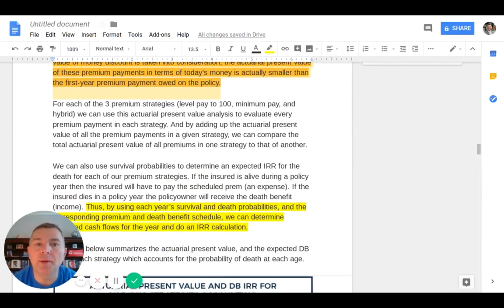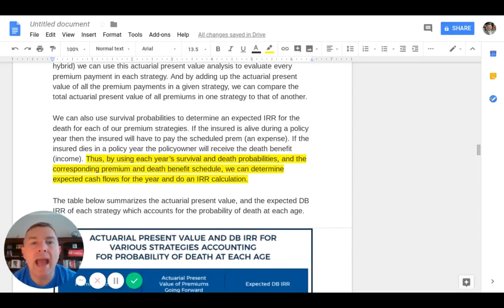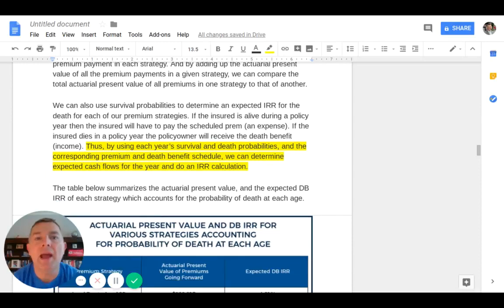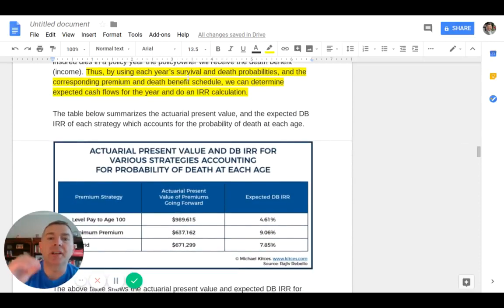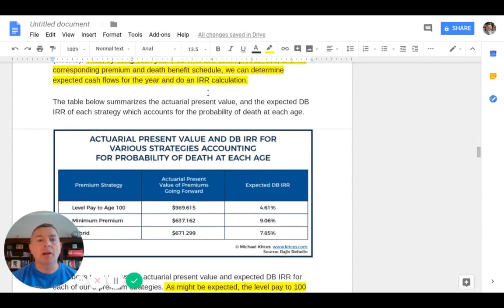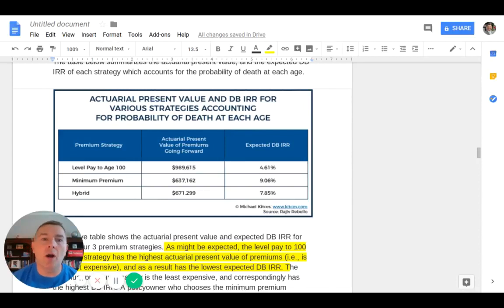For each of these three premium strategies, level pay, minimum pay, and hybrid, we can use this actuarial present value analysis to evaluate every premium payment in each category. And by adding up the actuarial present values of all premium payments in a given strategy, we can compare the total actuarial present values of all premiums in one strategy to that of the other. And here we go. Thus, by using each year's survival and death probabilities in the corresponding premium and death benefit schedule, and the 5% net time value of money, the discount rate, we can do an IRR calculation. The table below summarizes the present value of an expected death benefit IRR of each strategy.